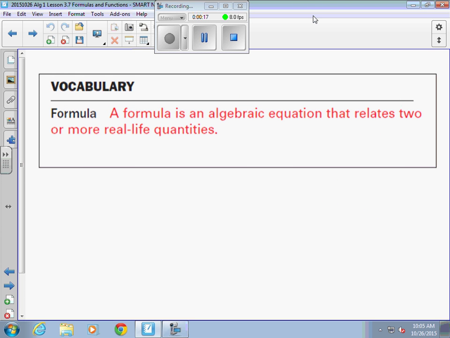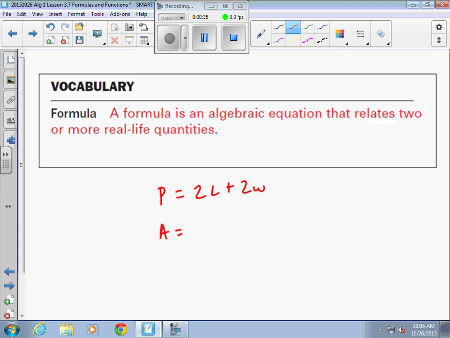A formula is an algebraic equation that relates two or more real-life quantities. You're familiar with some formulas already, like perimeter is equal to 2 length plus 2 width. Another one you're familiar with is area is equal to length times width. Formulas deal with more than one variable. It makes it an algebraic equation because there's variables in it.